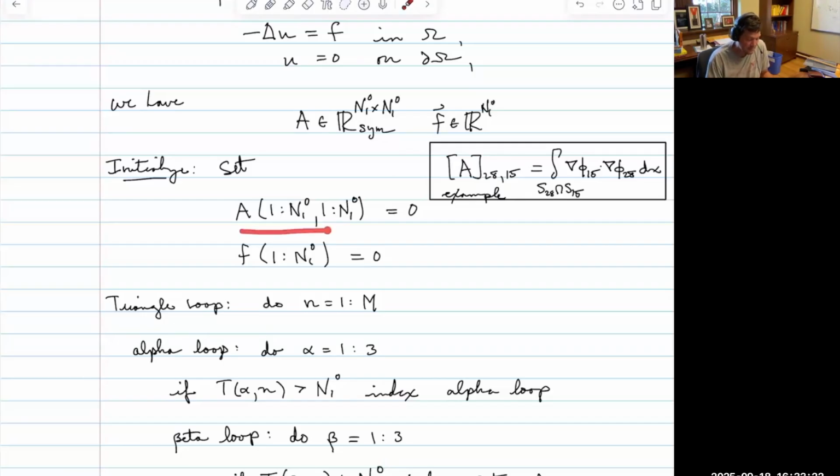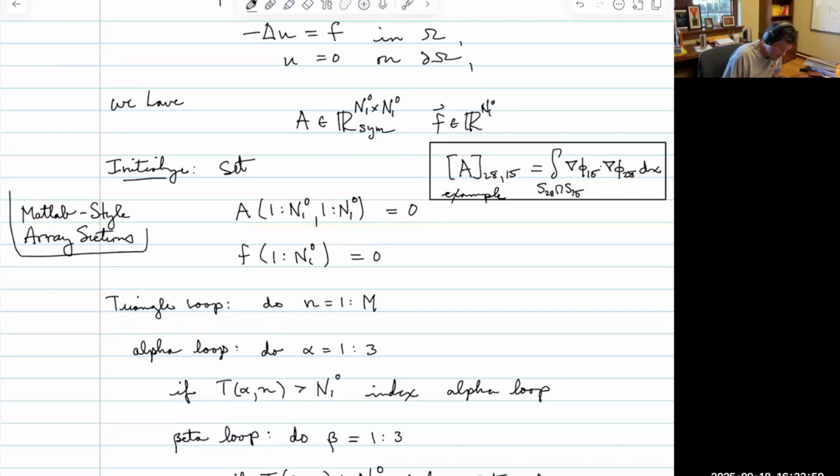First of all, we're going to set the global stiffness matrix and the... sorry, let me back up. Set the global stiffness matrix and the global force vector to be equal to 0. I'm writing these in terms of arrays in the same way that you would write arrays or array sections in MATLAB. So these are MATLAB style array sections. I'm hoping that you're familiar with MATLAB style.